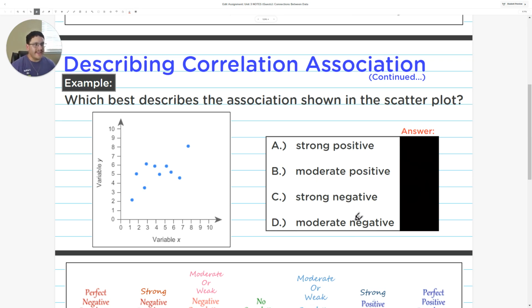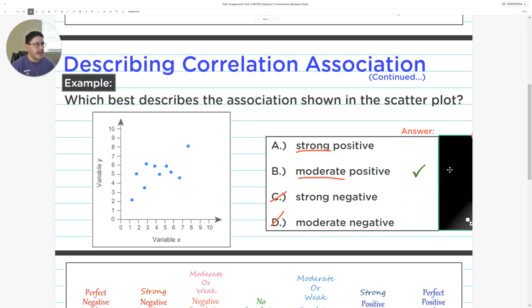So, first thing we need to look at is the orientation of the graph. We know that from left to right, it's going in an upward trend. So, we know C and D, no good. Now, is this a strong positive or is this a moderate positive correlation? And the answer would be B, moderate. Because notice how the dots are not as close together to comfortably say that this is a strong positive correlation. Instead, this is a moderate positive correlation.